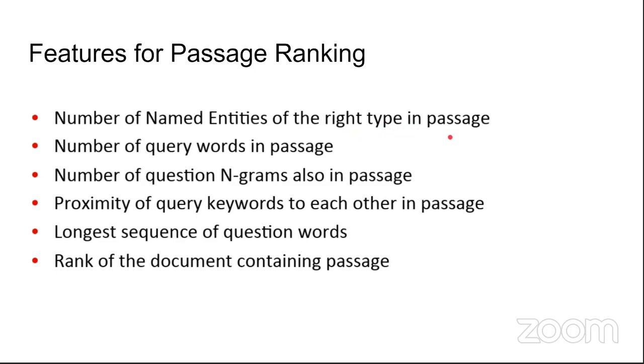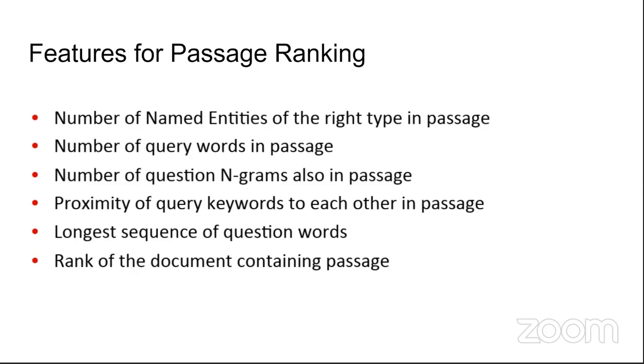Okay, so the features for passage ranking can be the number of named entities that are of the right type in the passage. So if your answer type is a person that you have already detected, then the passages that you have obtained will be ranked based on how many named entities are present in this passage. So that is one of the features.